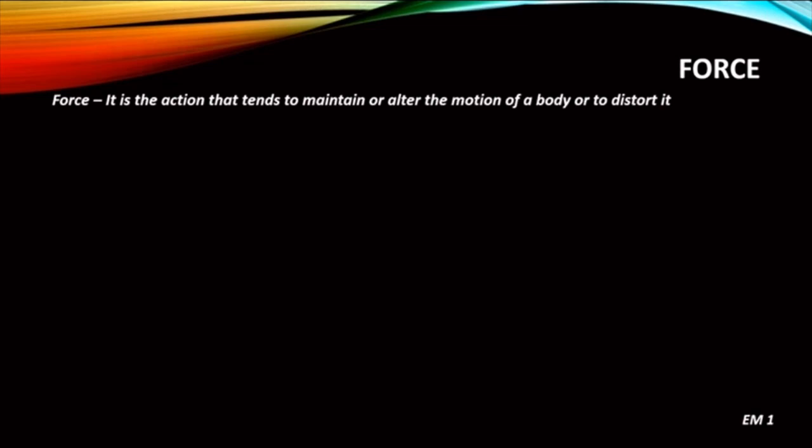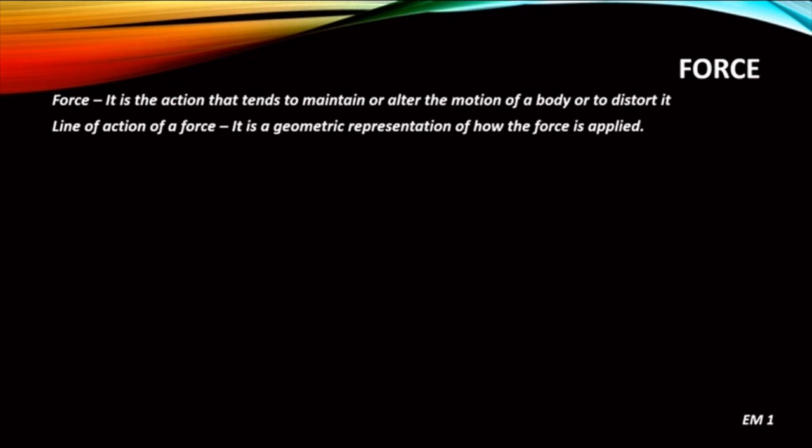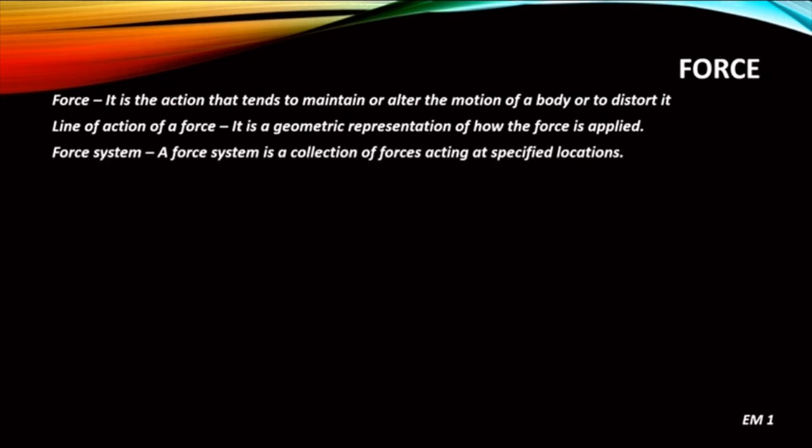That direction is represented by the line of action of force. The definition of line of action of force is as follows. It is a geometric representation of how the force is applied. That means a line of action of force is simply the path of our force vector. Then we can go to our next term, force system. A force system is a collection of forces acting at a specified location. Simply, force system is a term used to describe a group of forces acting at a specified location.